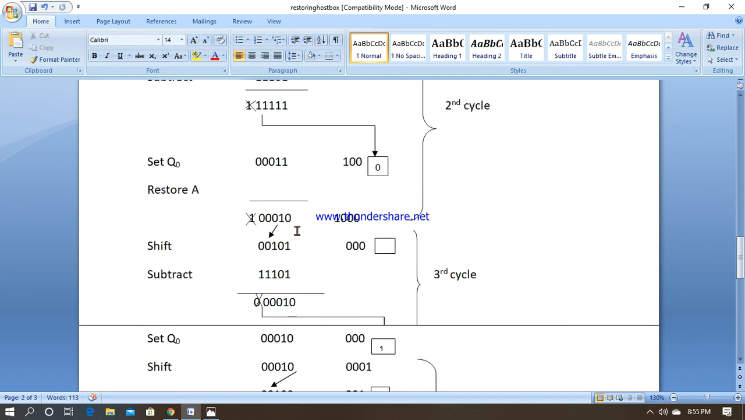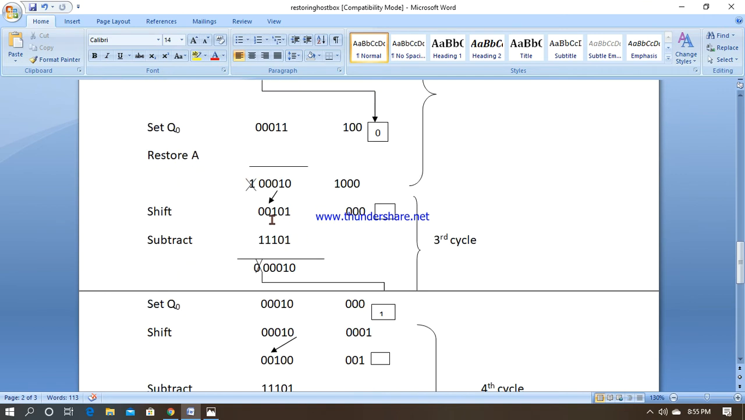The second cycle is completed here, shift: 0010100. Okay, the subtraction value, I am again adding here. 1 plus 1 is 0, and 0 plus 1, carry is there. Then 1 plus carry 1 plus 0 is 1, and here 1 plus 1 is 0, again carry, 1 plus 1 is 0, again 1 plus carry 1 plus 1 is 00, and again some carry will come. Remove the carry, ignore the carry.